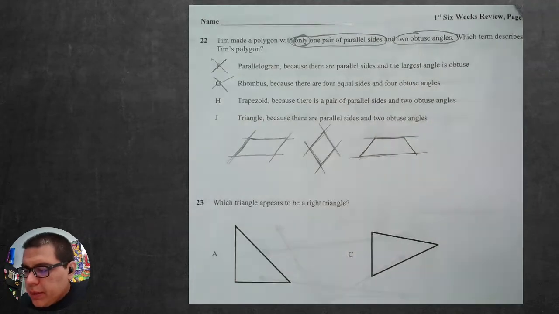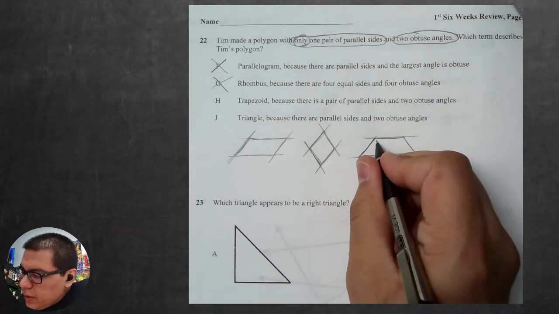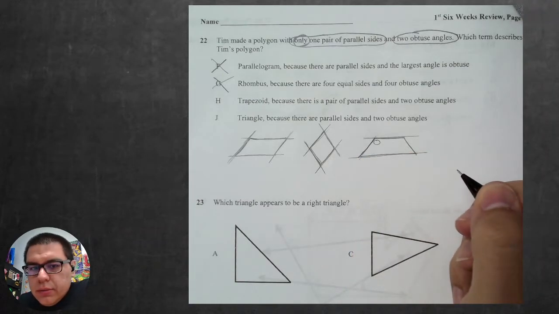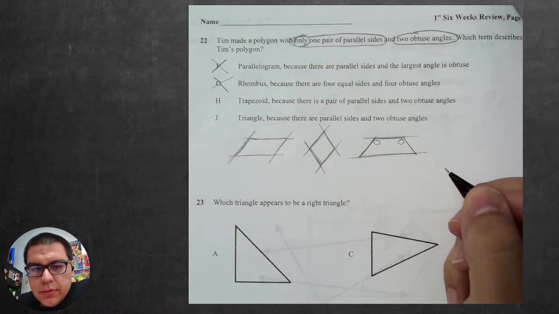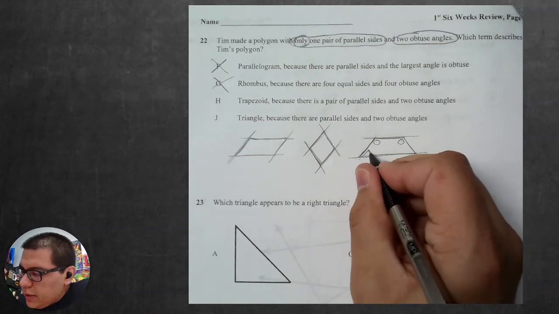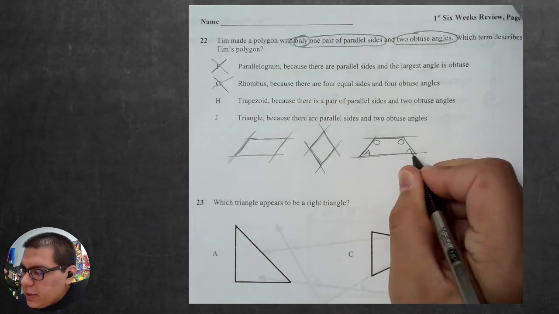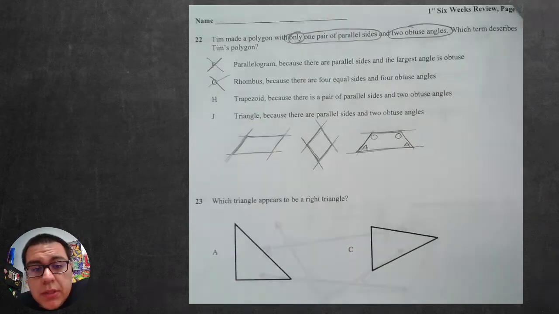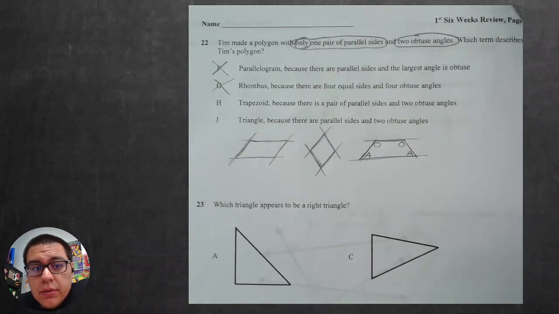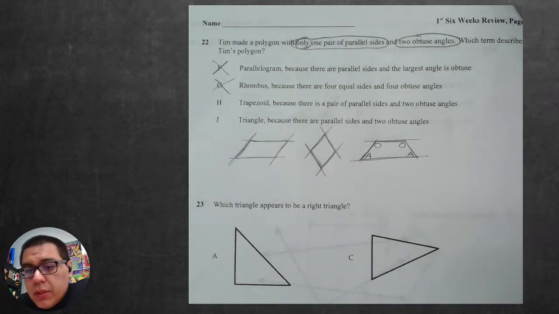Well, if I take a look at my trapezoid here, I've got one obtuse angle, I've got two obtuse angles, I've got an acute angle and another acute angle. So could this be the shape I'm looking for? Yeah, it matches everything they told me.